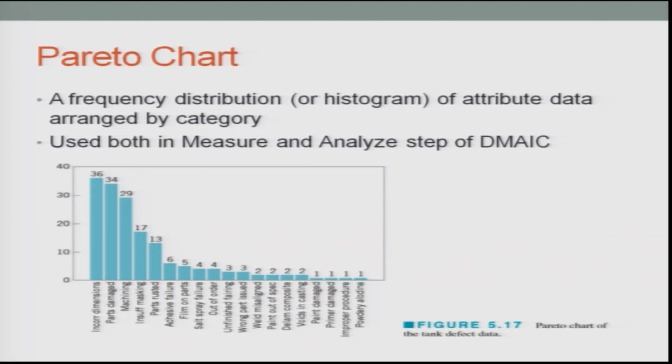So, if you see the adhesive failure, they are 6 in number. If you see, say for example, machining, they are 29 in number. So, you can understand the overall frequency of the errors which are occurring from different defects, and then you can understand the whole process and take corrective actions as required.